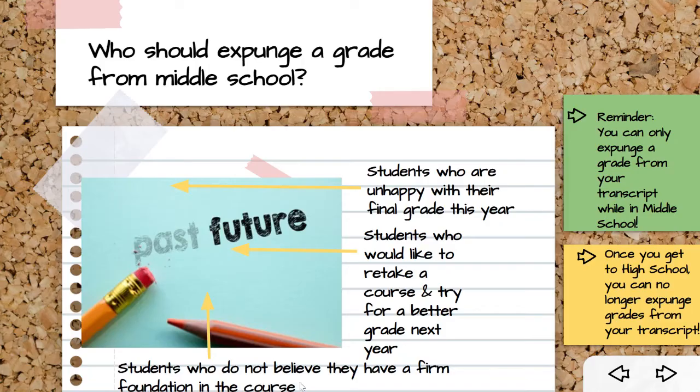Also, students who do not believe they have a firm foundation in the course. Have you ever made a grade in any course and said to yourself, I have no clue how I made a B? I had no clue what was going on the entire school year. Sometimes this happens. If you don't believe that you have a firm foundation in the course, especially math, then you may want to expunge the grade and retake the class.